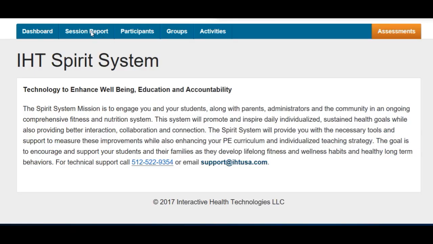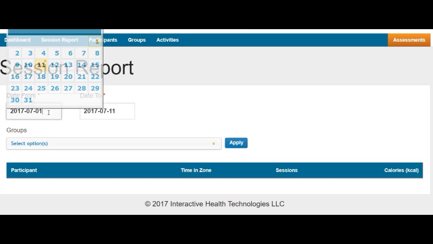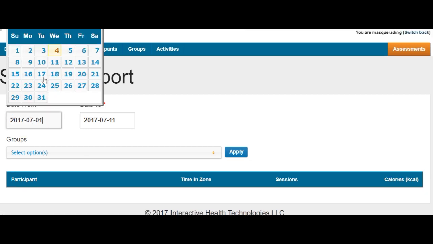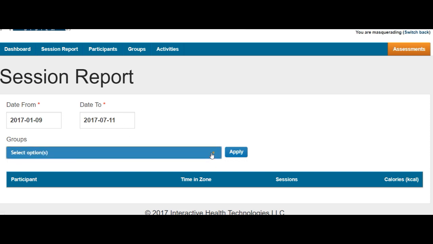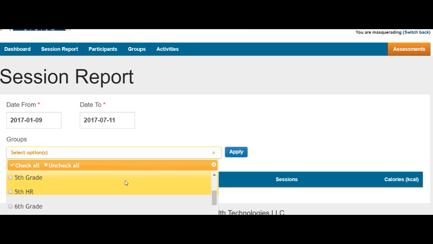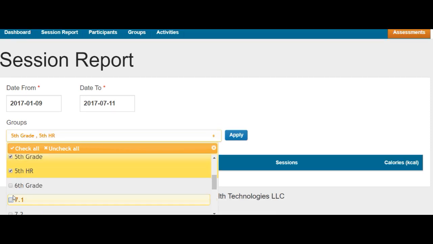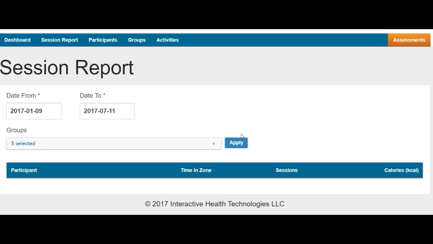After logging into your IHT account, click on Session Report. Select the date. So I want to bring this back to January, the beginning of the semester, to the end of the semester. Then you can select either all your groups, or if you want to look at just maybe middle school, maybe just a class period or two. After you have decided the group that you want to look at, then you click Apply.